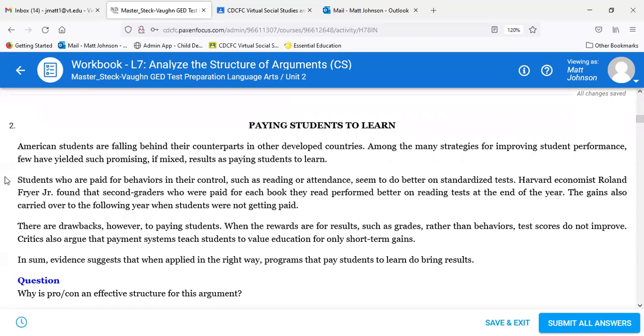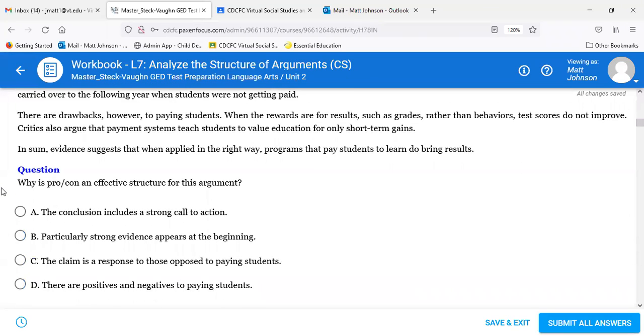And again, let's see, Christiana, you want to take number 2 for us, paying students to learn.